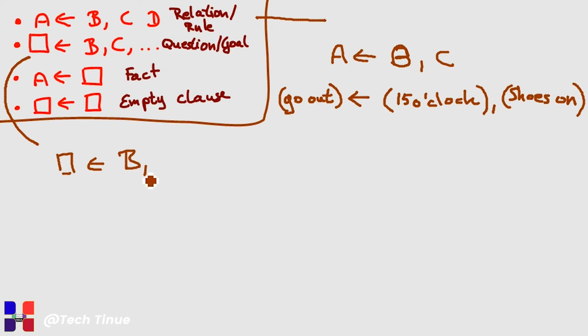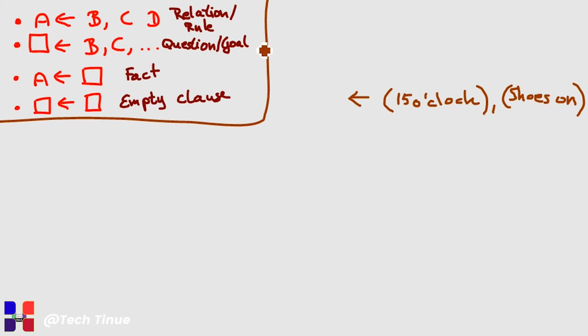You have something on the right side, or even better, let's use this one. You write it like this. In this situation, you want to ask about the relation. You say, it's 3 o'clock and I have my shoes on. What is the outcome of that? What is the conclusion of that? And the reason why it's called a question is because I asked the question, what is the conclusion?